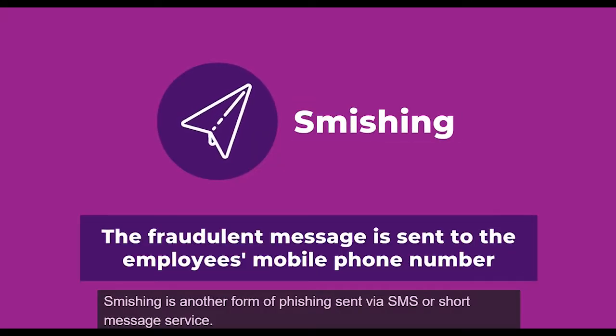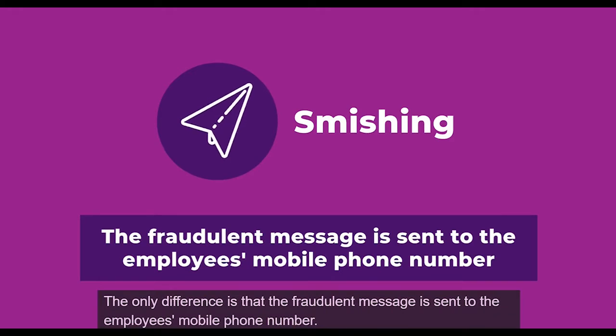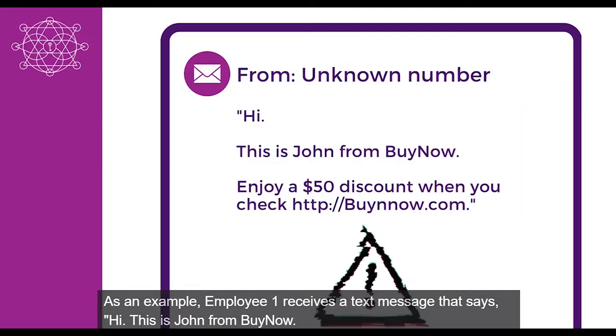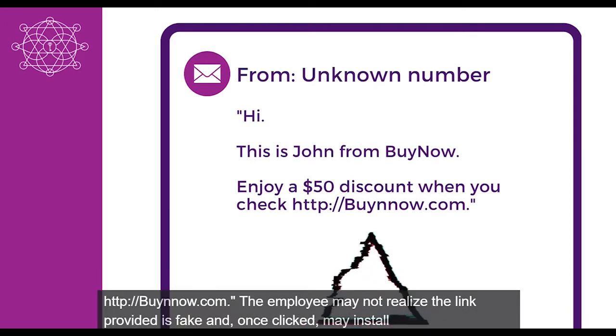Smishing is another form of phishing sent via SMS or short message service. It works just like phishing. The only difference is that the fraudulent message is sent to the employee's mobile phone. As an example, Employee 1 receives a text message that says, "Hi, this is John from Buy Now. Enjoy a $50 discount when you check buynow.com."